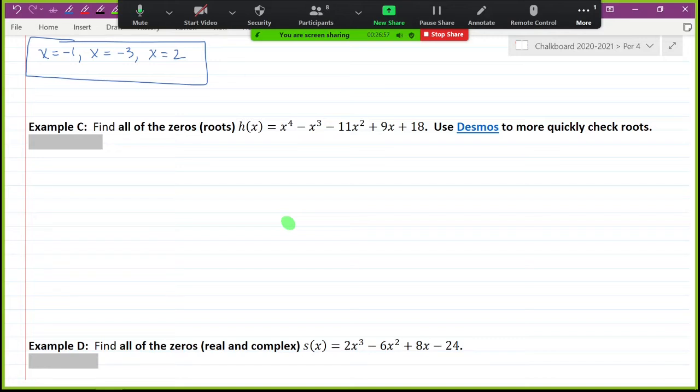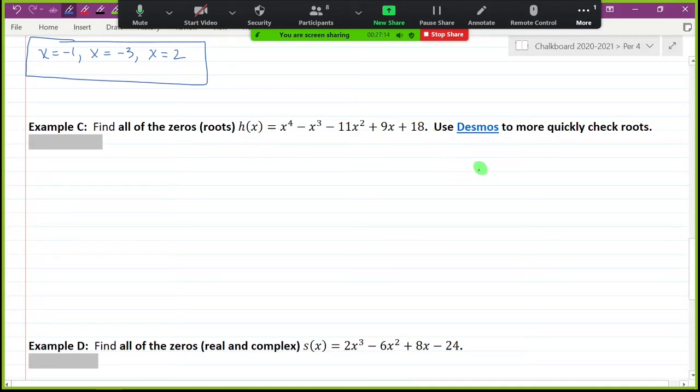It's actually really, really quick. It's actually going to be a lot faster than what I just did. So we're going to do the list of possibilities here, and then we're going to have a pretty long list, well, not a really long list, but a longer list than we had before. And then we're going to use Desmos to check which ones are 0. And you're going to see it's a lot faster.